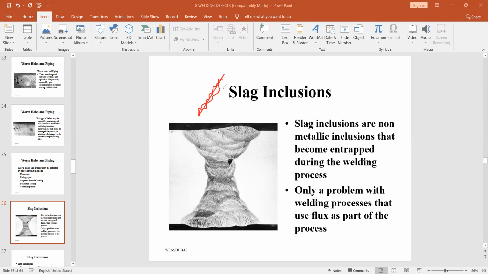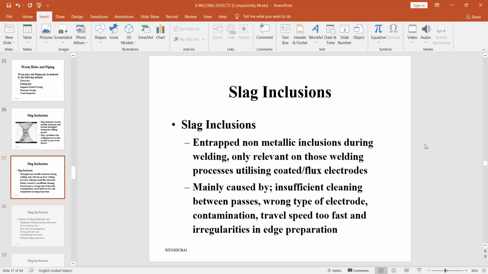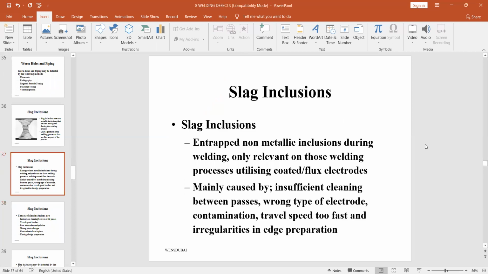But once you have completed one run, we have to clean the weld, because we have to remove this flux from the weld. If you do not remove it, you will get slag inclusion, and this is the main reason for slag. So this slag is entrapped non-metallic inclusion during welding, only relevant to those welding processes utilizing coated or flux electrodes, and mainly caused by insufficient cleaning between passes, wrong type of electrode, contamination, travel speed too fast, and irregularities in edge preparation. If edge preparation is not proper, then it will cause problems.